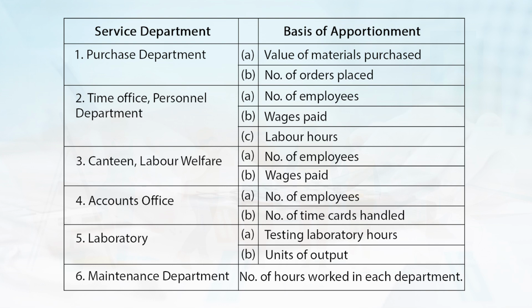Third, suppose our service department is canteen or labor welfare department, here base of apportionment can be number of employees or wages paid. Suppose our next service department is accounts office. Here base of apportionment can be number of employees or number of time cards handled. Next, suppose our next service department is laboratory department. Here base of apportionment can be testing laboratory hours or units of output. And suppose our service department is maintenance department. Here base of apportionment can be number of hours worked in each department.